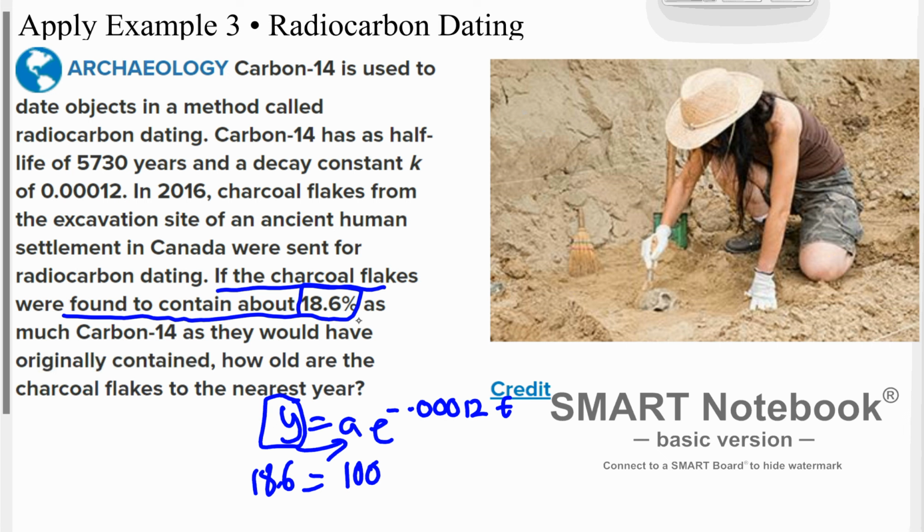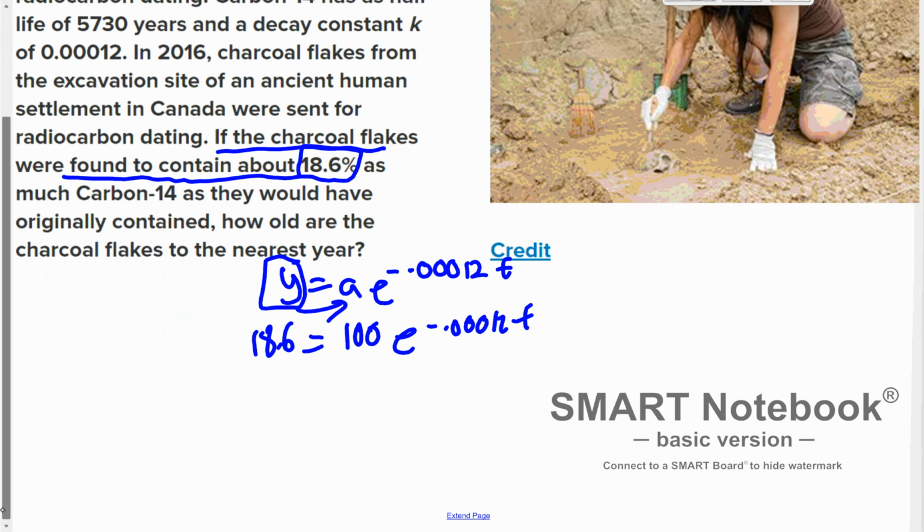Okay, so I know that negative 0.00012t. I could really put in any number for A, and my answer would just be 18.6, right? And so now I'm going to solve this. We just divide by 100, and we can leave it like that, that's fine. Or just move the decimal over twice, 0.186, which is just us moving this decimal over twice. So that kind of makes sense.